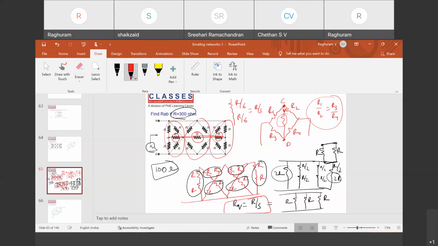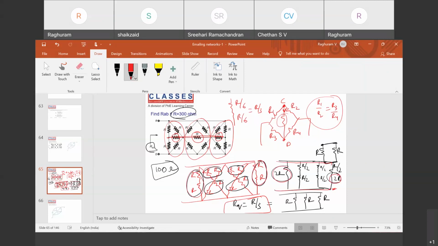Sir, can you explain the last thing? The 2R, R and R, 2R resistors are in parallel, no? You understood how I got the circuit? From this, see what happens here. These two are in series, right? So this is 2R, and this is 2R. R and R in series, so R plus R is 2R.